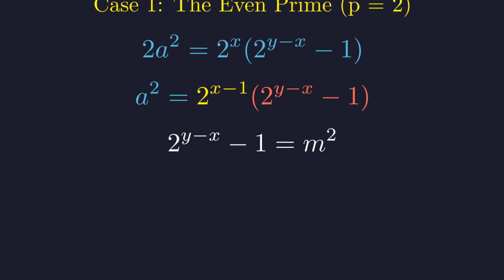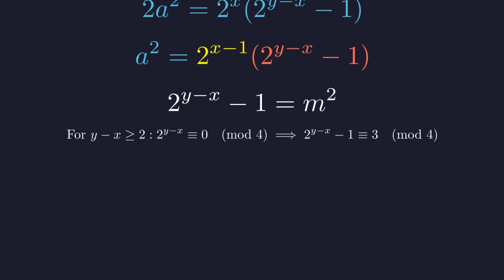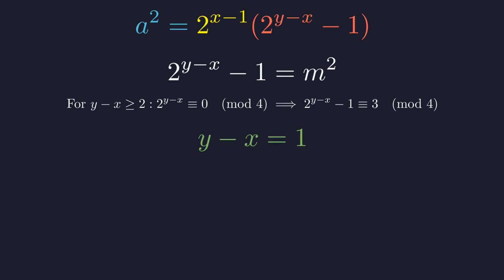Let's focus on the odd factor. For 2 to some power minus 1 to be a perfect square, which we can call m squared, we can use modular arithmetic. If y minus x is at least 2, then 2 to that power is divisible by 4. This implies the expression is congruent to 3 modulo 4. However, no perfect square can be congruent to 3 modulo 4. This is a contradiction. Therefore, the only possibility is that y minus x equals 1.